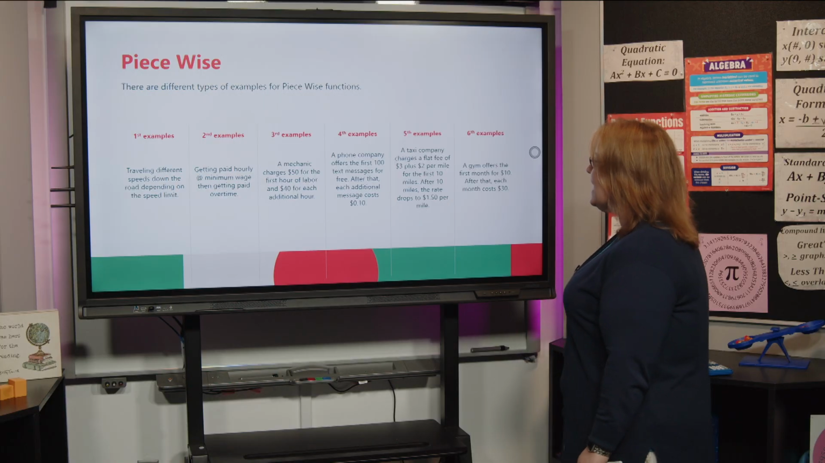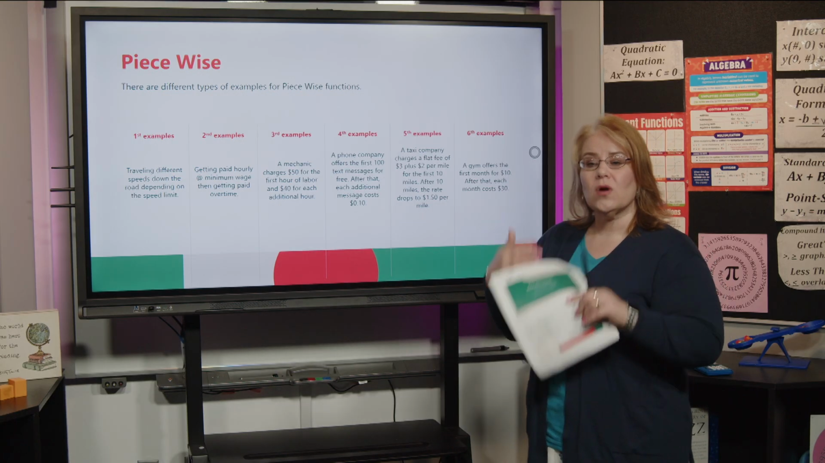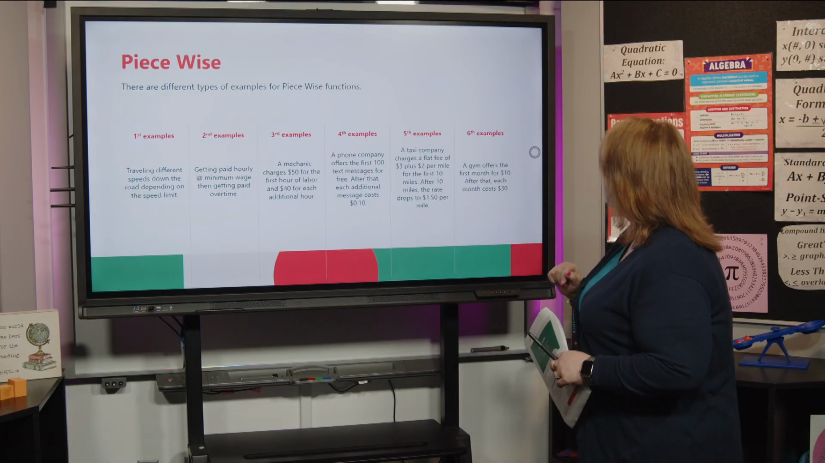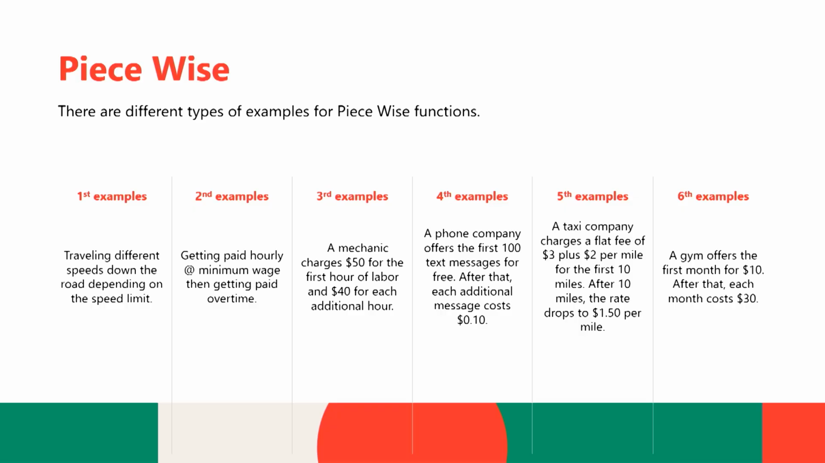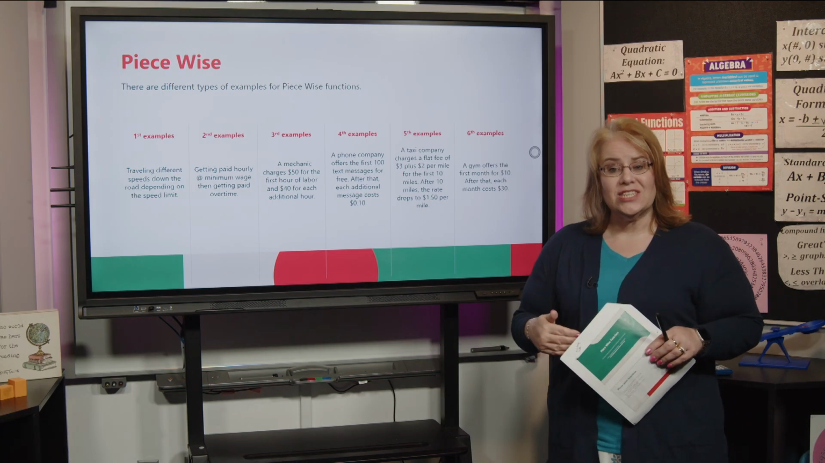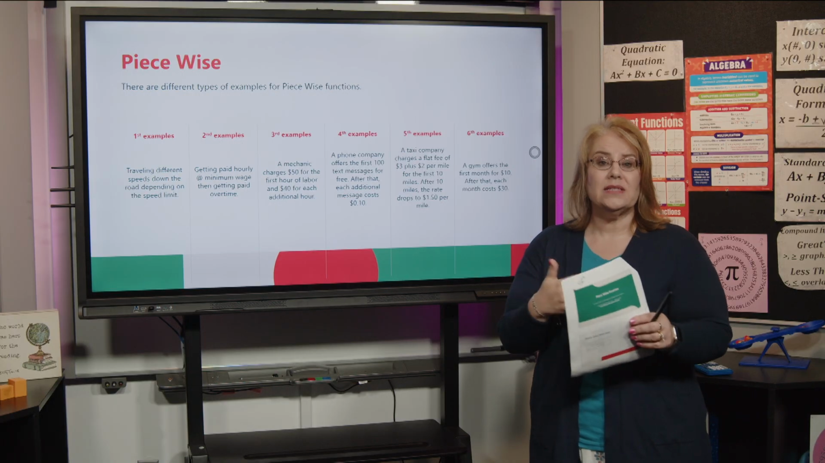The fifth one says a taxi cab company charges a flat fee or initial fee of $3 plus $2 per mile for the first 10 miles. After 10 miles, the rate goes to $1.50 per mile. So I'm dropping the amount per mile depending on how far we've already driven. Let's look at this last one. A gym offers the first month for $10. After that, each month costs $30. So after that first month, it's $30 to have your membership. So I've got different limitations depending on what we're talking about, depending on what the amounts or the numbers can be.